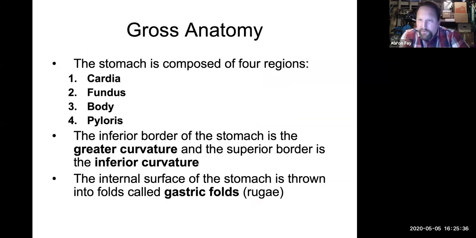So we'll just go through the various terms that I pointed out in the slide, but just to remind you, 4 regions of the stomach: cardia, fundus, body, and pylorus. We had a superior and inferior border called the greater and lesser curvature of the stomach. Folds inside are called rugae, or gastric folds.